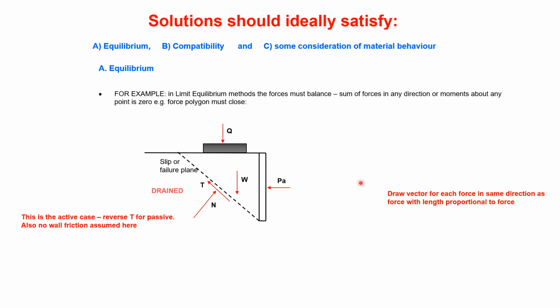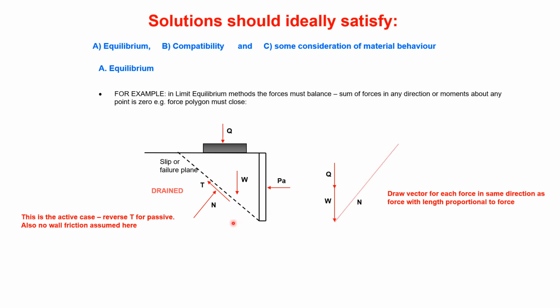So for a force polygon, you may remember we draw a vector for each force in the same direction as the force with the length proportional to the force. Well, let's start with what we know. We know Q, the foundation load, and we can draw a vector. If that's 10 kilonewtons or something, you can make that 10 centimeters, whatever. You just make it proportional. Then you know that the self-weight of the block, the block that's failing, must act vertically. It's gravity, so that's W, and you know the weight of that block. You can calculate it. So we can continue our polygon.